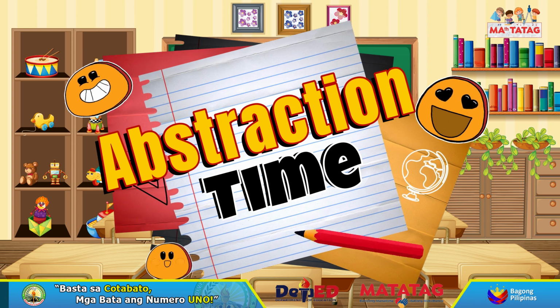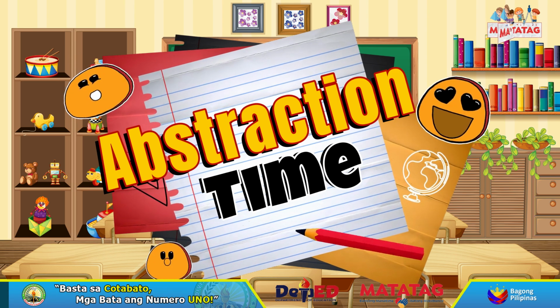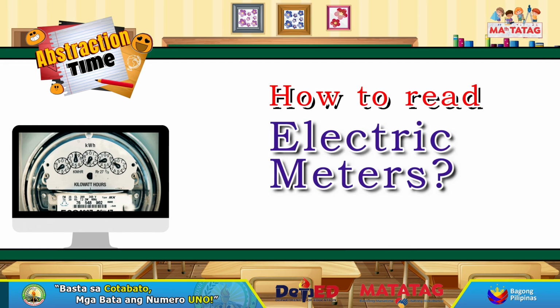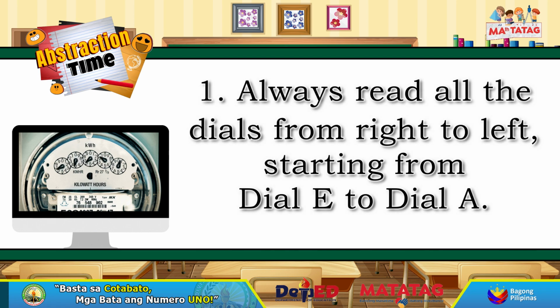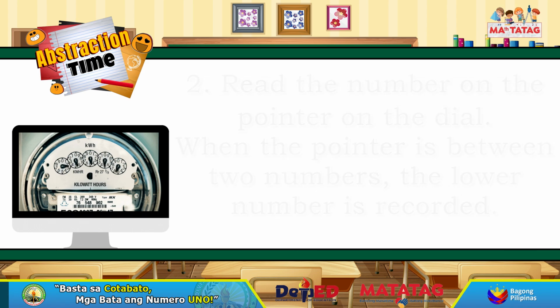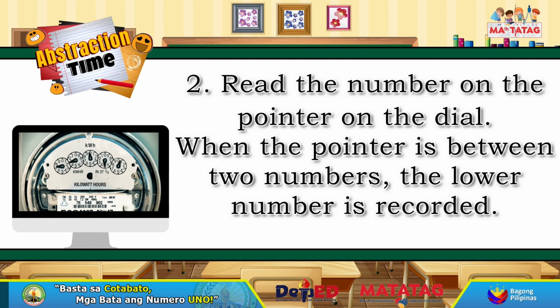We're done reading and interpreting electric and water meters, but we still have more. Before reading and interpreting them, let's get the gist of the steps involved in meter readings. To read an electric meter, we have to remember this. 1. Always read all the dials from right to left, starting from dial E to dial A. Read the number on the pointer on the dial. When the pointer is between two numbers, the lower number is recorded.